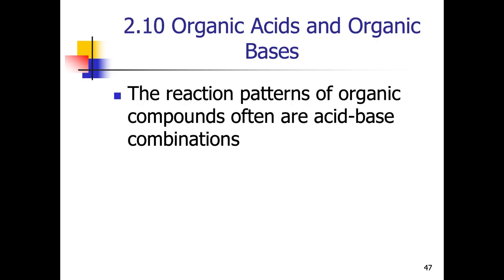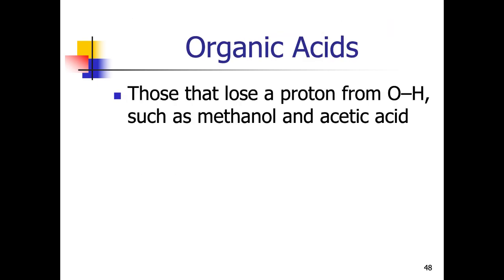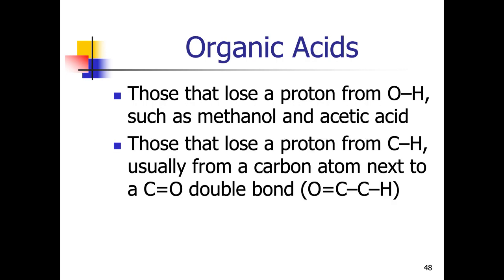Organic acids and organic bases. The reaction patterns of organic compounds often are acid-base combinations. The transfer of a proton from a strong Brønsted acid to a Brønsted base, for example, is a very fast process and will always occur along with other reactions. Organic acids: those that lose a proton from OH, such as methanol and acetic acid; and those that lose a proton from CH, usually from a carbon atom next to a C=O double bond.